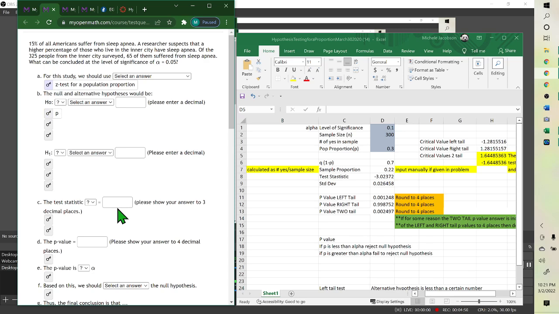15% of all Americans suffer from sleep apnea. A researcher suspects that higher percentages of these live in the inner city. Of 325 people, 65 of them suffer from sleep apnea. What can be concluded at a level of 0.05? Now, this is a z-test for a population proportion because our sample size is large.